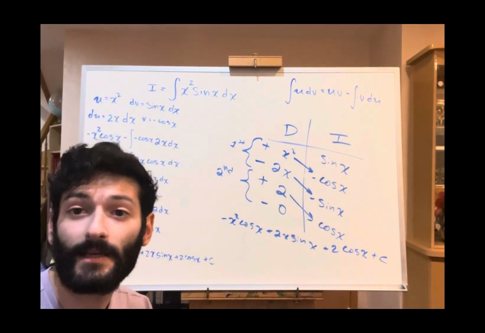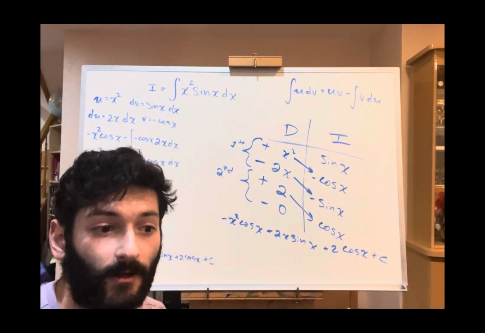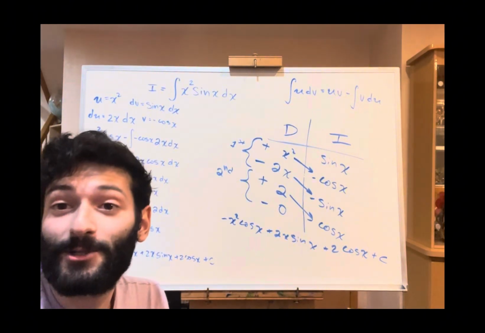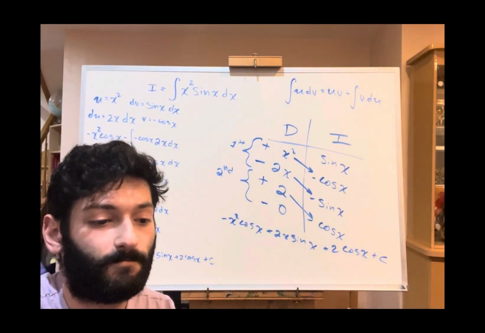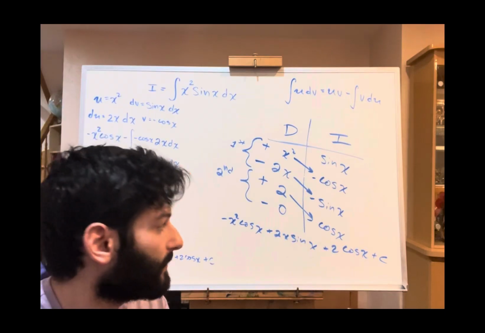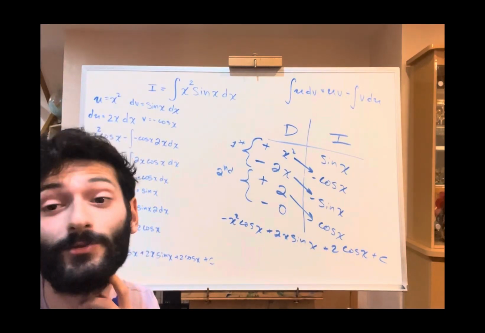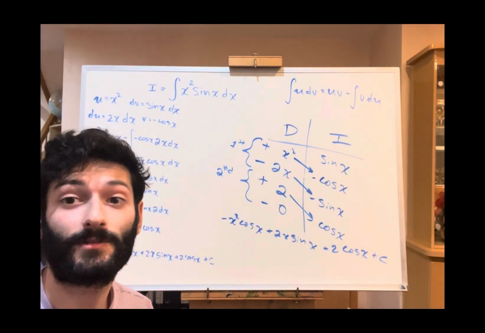So now we're going to go ahead and take a look at a few problems where neither term differentiates to zero, so both functions would be infinitely differentiable. So let's go ahead and take how we would do the DI method for those integrals.